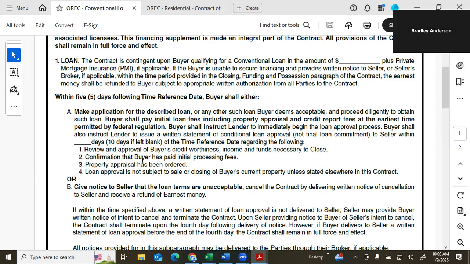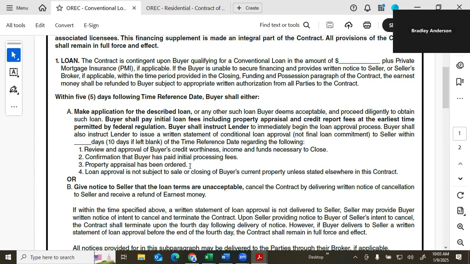Secondly, confirmation that the buyer has paid the initial processing fees. Third, the property appraisal has been ordered. Okay, now that's not a cheap ticket, by the way. So before you even march down this road, you really need to make sure, and as does the buyer, that they can actually get this loan. Okay, because they have to pay the appraisal fee early on in the process, and that could be costly.